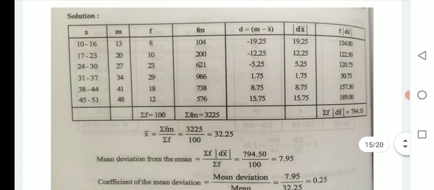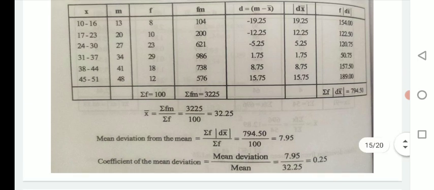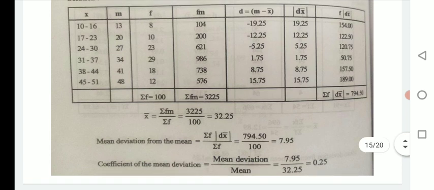Then frequency is already given in the problem. Then you have to calculate fm, means you have to multiply frequency and midpoint, in the fourth column, and in the fifth column you have to calculate d, that is you subtract the mean from the midpoint, and lastly you have to calculate f dx. So putting all these values in the formula you can calculate the mean deviation as well as the coefficient of mean deviation.